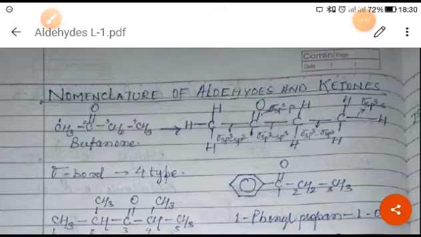Now for ketones, the same thing applies. The longest chain carrying the carbonyl group is considered as the parent chain, and the name is derived by replacing the terminal E of the name of the corresponding alkane by the suffix ONE. The position of the carbonyl group and the substituents is indicated by numbers. There are some examples, as you can see.